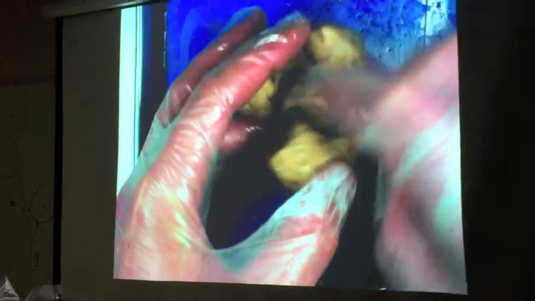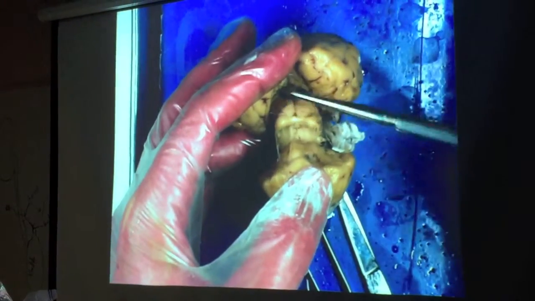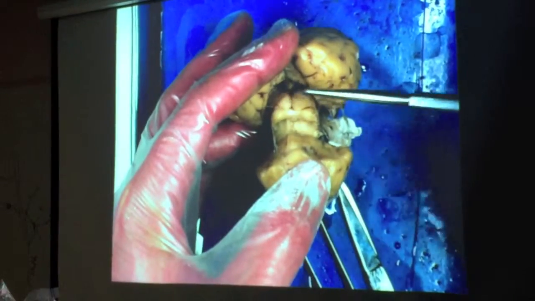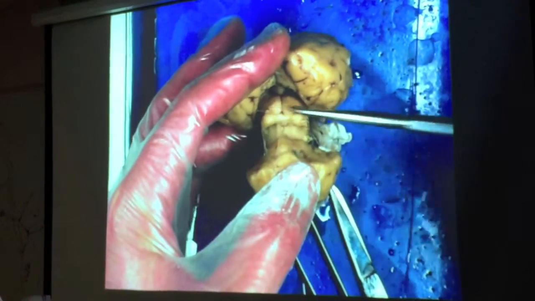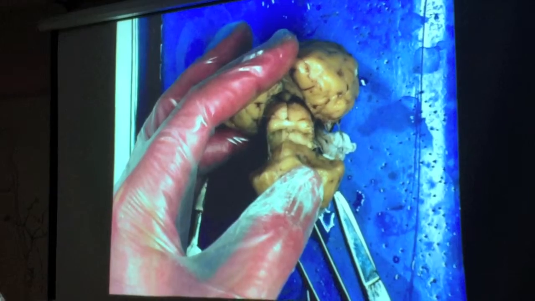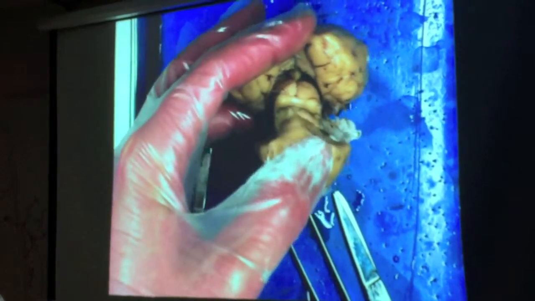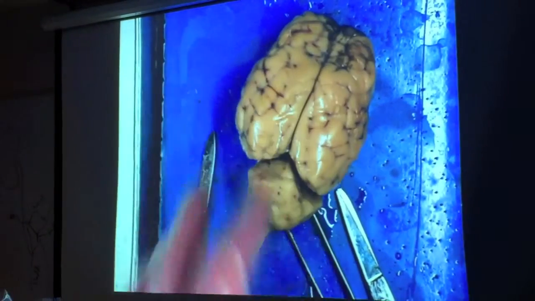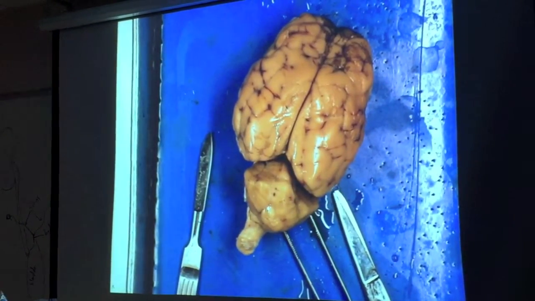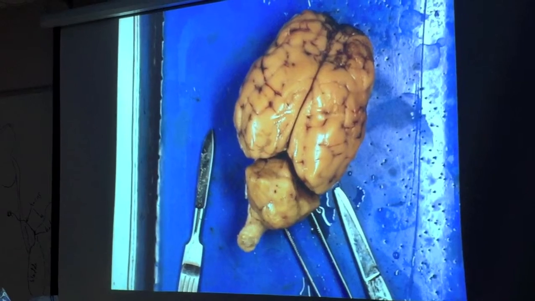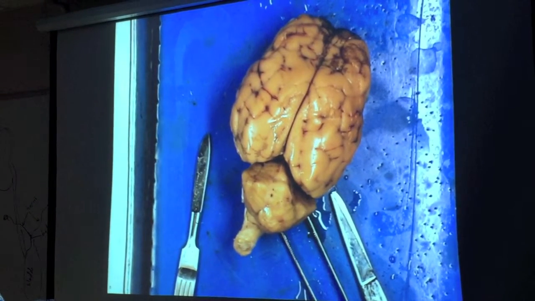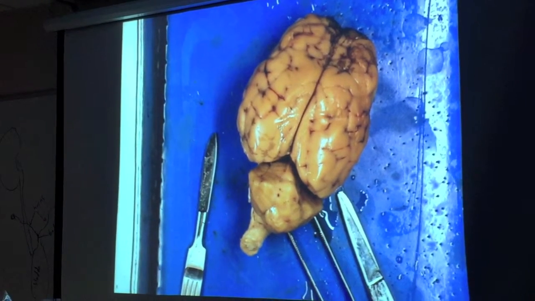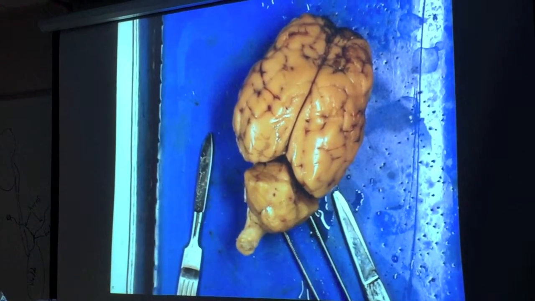Below that, you have the structure called the corpora quadrigemina, which literally means the body with four parts, because it has two upper portions and two lower portions. The two upper portions are the superior colliculus. The two lower portions are the inferior colliculus. The superior colliculus is basically responsible for building the visual map of the world that you're seeing right now. So you look and say, oh, that's to my left, that's to my right, that's above me, that's below me, whatever. That's your superior colliculus that lets you do that.